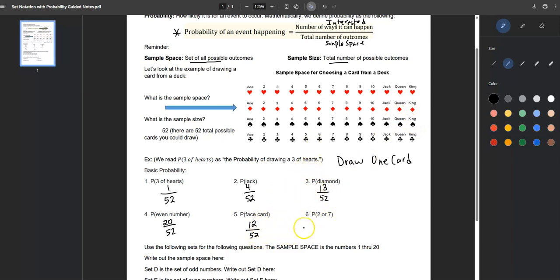Okay, this one's the probability of getting a 2 or a 7. So this is that union. If you ever have the union, that means or. So I'm looking at one or the other.